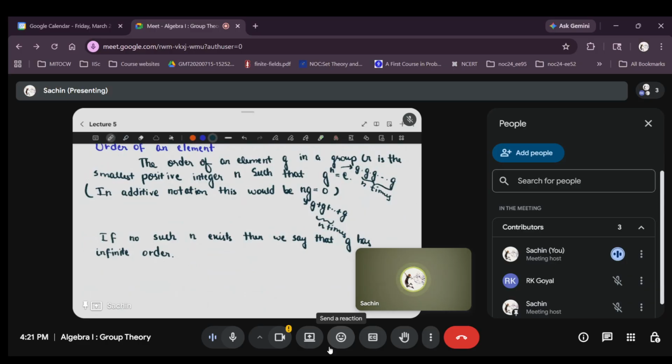So the notation is again similar. The order of an element g is denoted by this notation. In this case, it is not the absolute value. Don't get confused with absolute value because absolute value also uses the same notation. But for a group element, this is the smallest positive number n such that g power n is equal to the identity element.